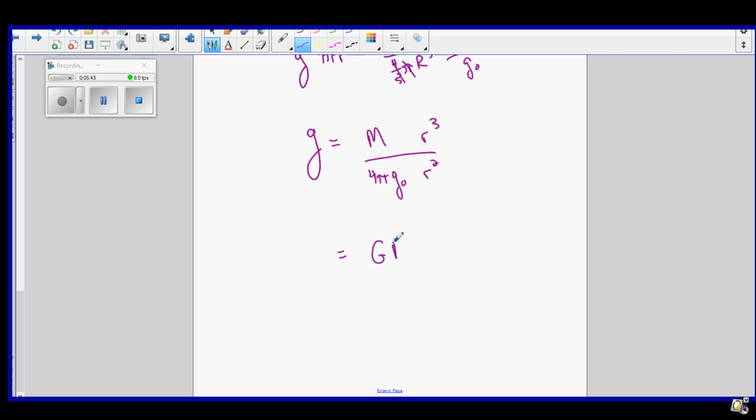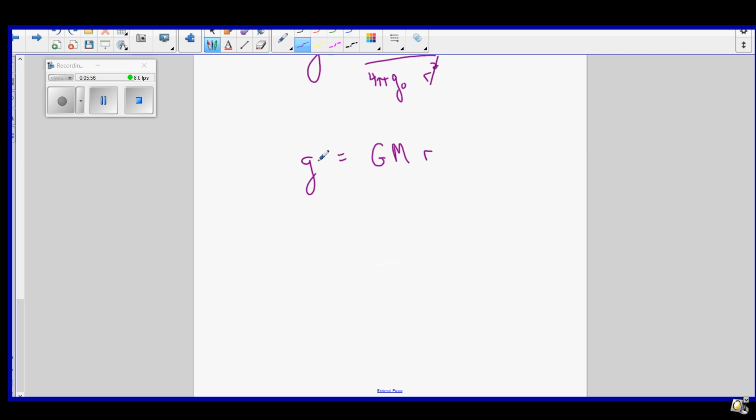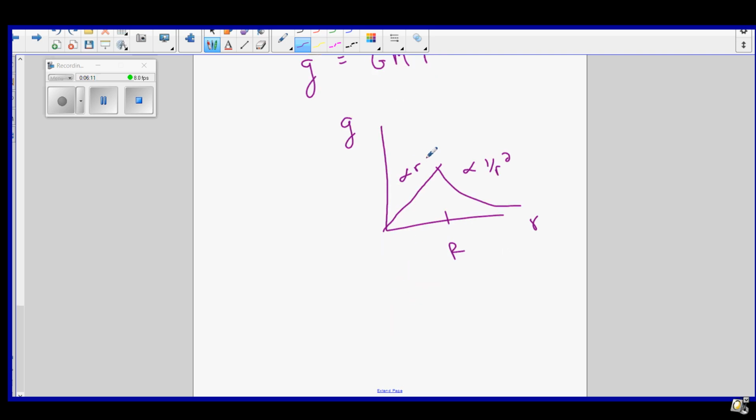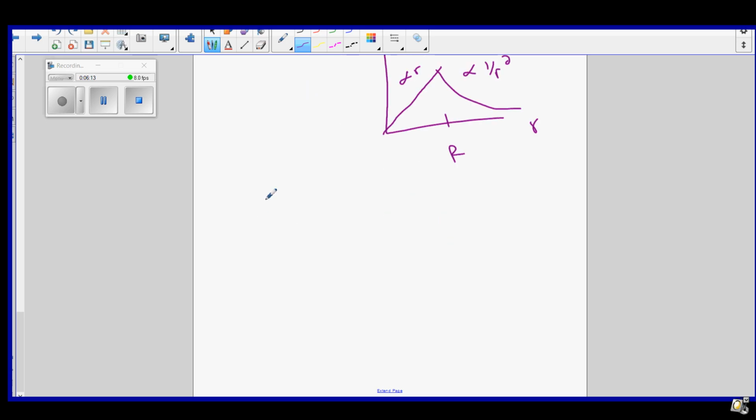Then I have the total mass of the planet, but instead of GM over r squared, inside of the planet I get something weird. R cubed over r squared is just r to the first. So the gravitational field strength inside of a planet is not proportional to 1 over r squared like I might have expected. It's actually linear. It's proportional to r.